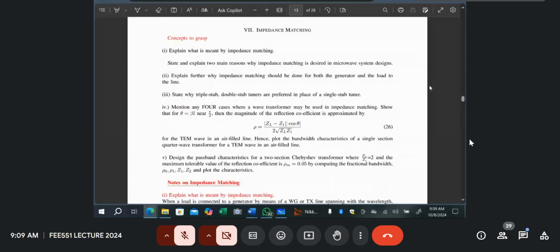And the application areas, focusing on where a transformer may be used in impedance matching. And then you are supposed to show that for theta, which is beta L, near pi over 2, the magnitude of the reflection coefficient can be approximated as given in question 26. That's a derivation you can do.